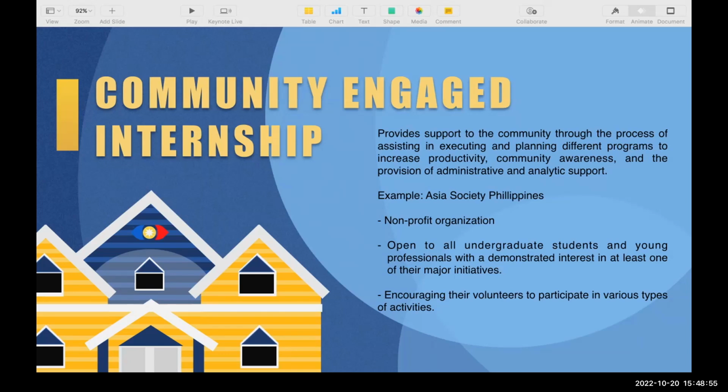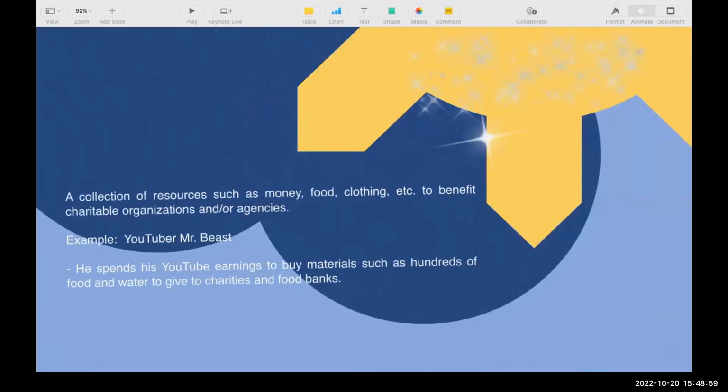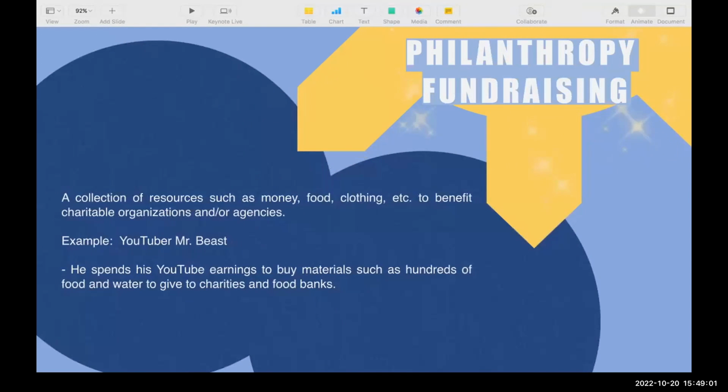Anyway, yes, I have info about philanthropy. So philanthropy or fundraising is a collection of resources such as money, food, clothing, and etc. to benefit charitable organizations and or agencies.